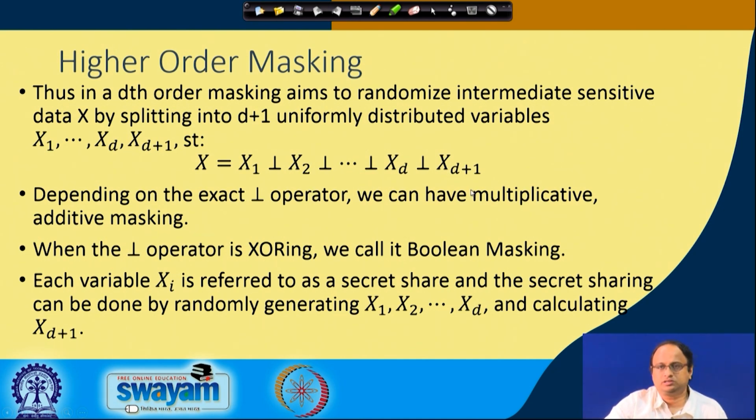And you can observe the way in which we obtain the shares is that if I want d plus 1 shares, I will randomly choose x1 to xd. Then I will calculate xd plus 1 so that this equation is satisfied. You can easily verify that, for example, if this is XOR, I randomly choose x1 to xd, and then I compute xd plus 1 so that their XOR is equal to x, which you can easily get by XORing x with the XOR of x1 to xd. Therefore, each variable xi is referred to as a secret share, and the secret sharing can be done by randomly generating x1 to xd and by computing the value of xd plus 1.